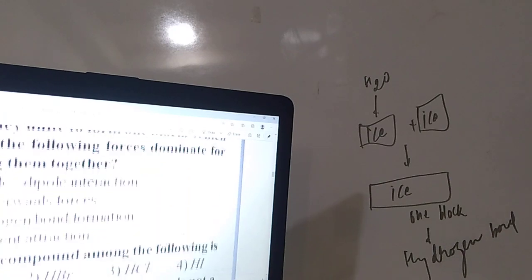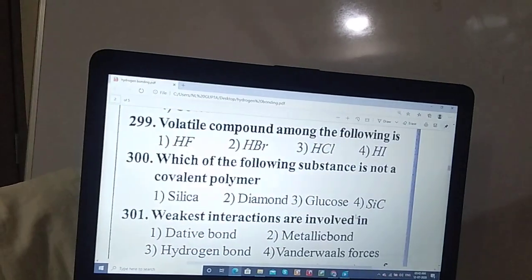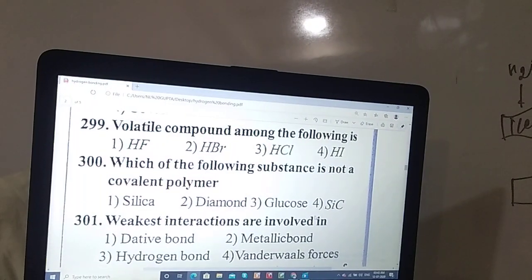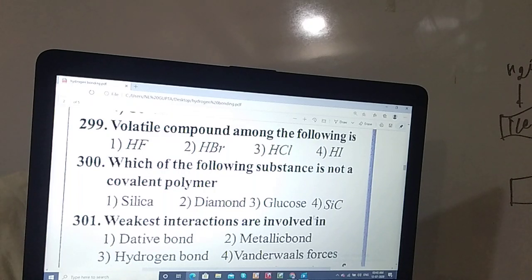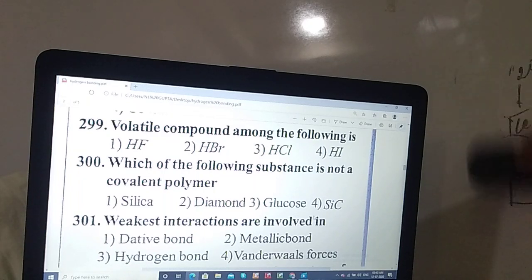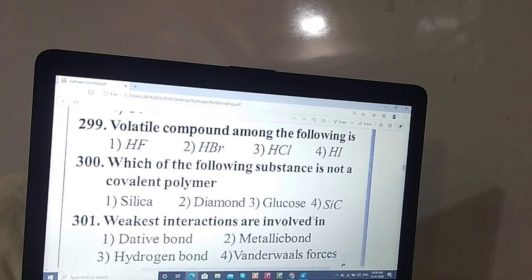Now let us move to question number 299. The volatile compound among the following is... Now student, the compound which forms hydrogen bonding will not be volatile. We have to understand which can easily escape out.